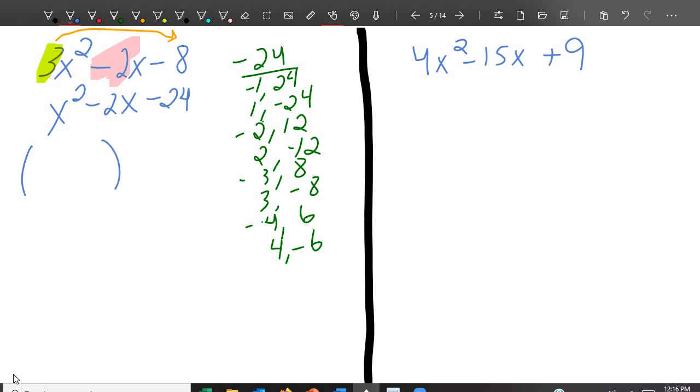So, the two that give me -2 will be the 4 and the -6. So we're going to put a positive 4 in one, -6 in the other.